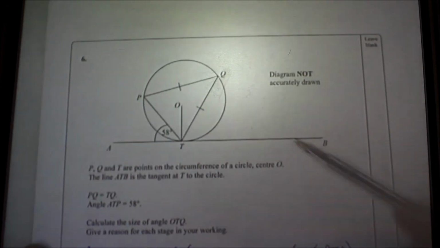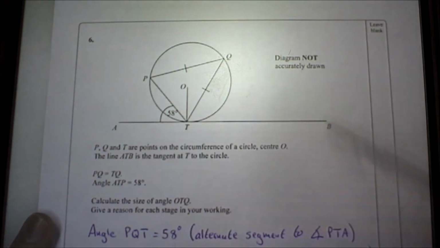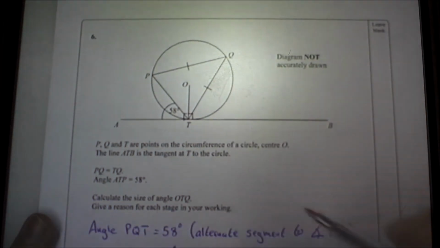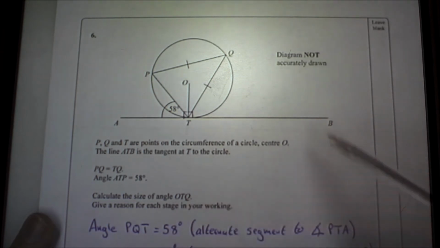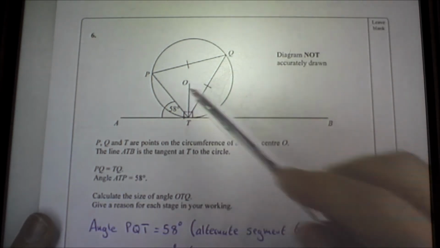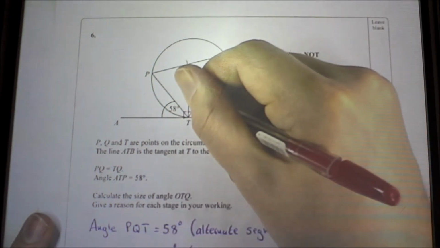Question 6. P, Q and T are points on the circumference of a circle. Obviously centre again is O. The line ATB is a tangent to the circle. So if it's a tangent, we know that and that must be right angles. Calculate the size of OTQ. So it's after that angle in there.